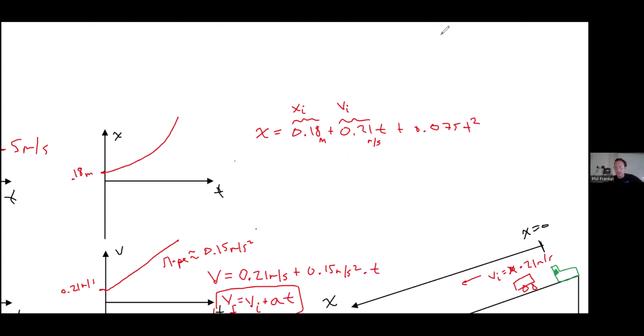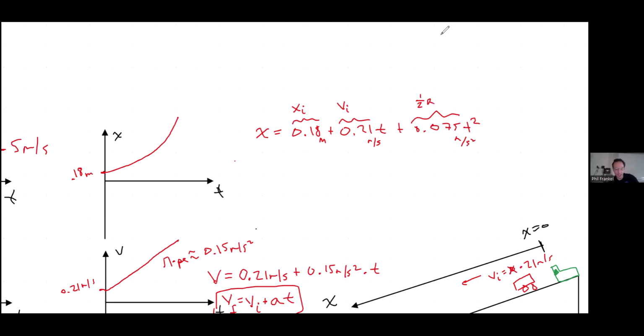Time is measured in seconds, so time squared is measured in seconds squared. But this whole term must have units of meters. Hence, I know this coefficient, 0.075, must have units of meters per second squared, so that when I multiply it by a time squared, I just get meters as my unit. And that 0.075 has units of acceleration, although it's not the acceleration. The acceleration of the object is 0.15 meters per second squared. This is very closely related. This looks like it's 1/2 the acceleration.